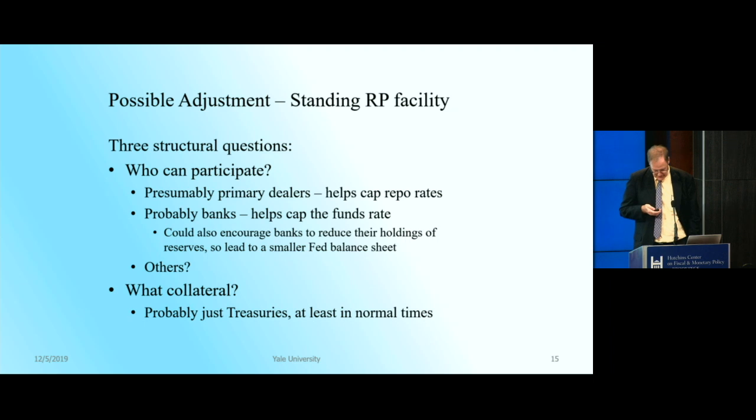So three questions there. One is who can participate, presumably the primary dealers. They're the counterparties for OMO, open market operations. Second, I think probably banks, at least healthy banks, of course. Again, that would help cap the funds rate. It also, as Falato and IRIG have emphasized, could help encourage banks to shrink their reserves holdings. That would lead to a smaller Fed balance sheet. People probably would like that on the whole.